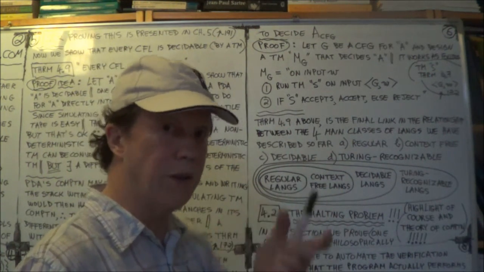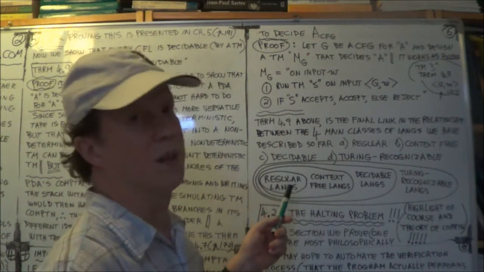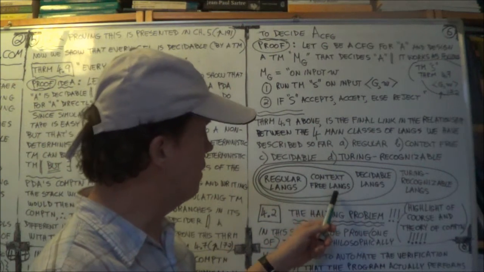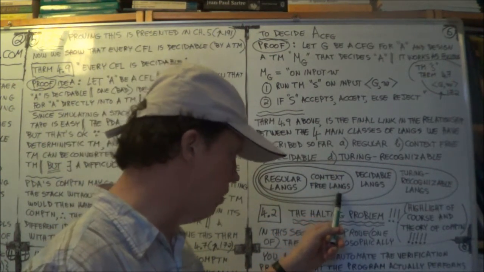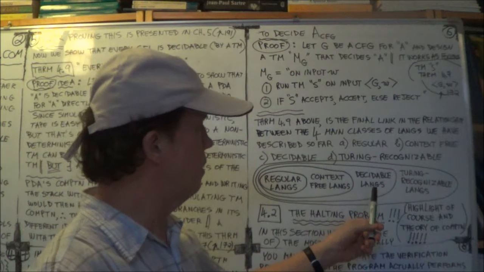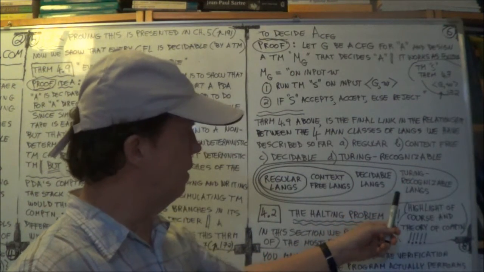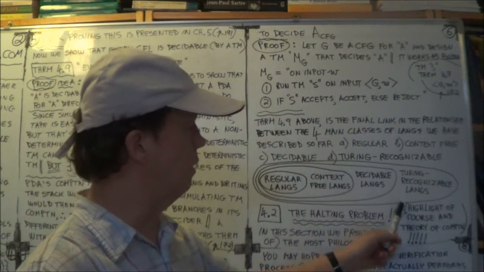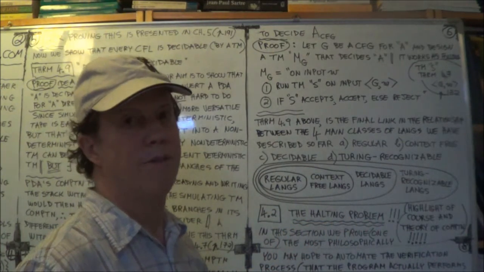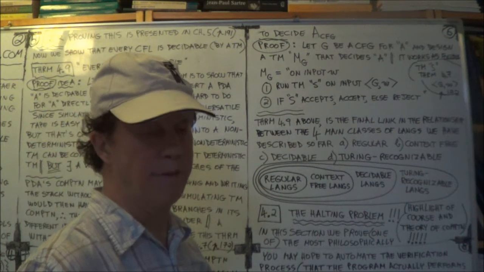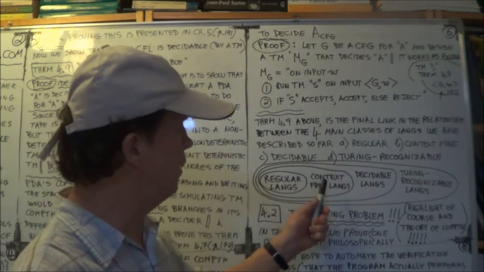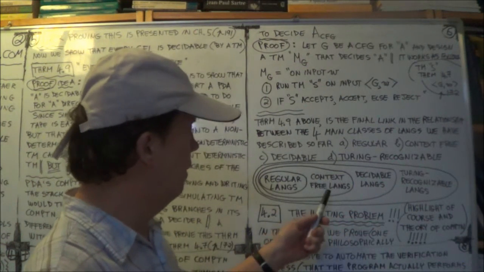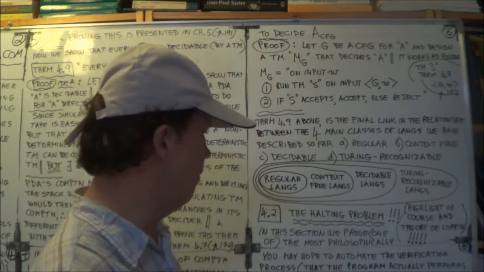Or turning it around the other way, the class of languages that are regular is a subset of the class of languages that are context-free, which in turn is a subset of the languages which are decidable, which is a subset of the languages which are Turing recognizable. Right? So now we've got four levels of Venn diagram. This is a subset of that, this is a subset of that, and this is a subset of that. So this and this are subsets of that, and so forth.